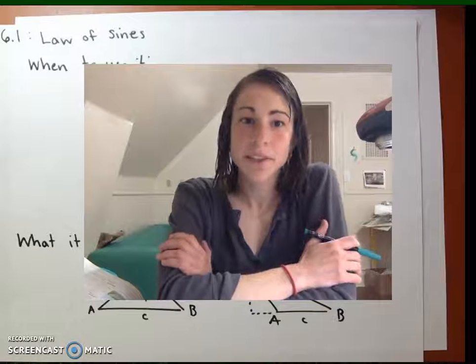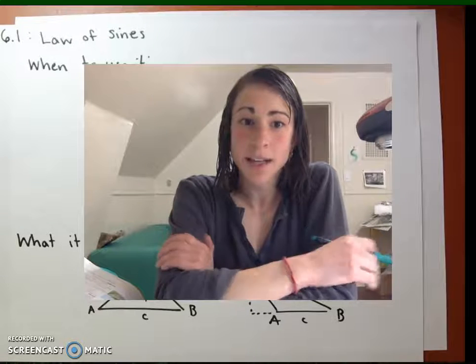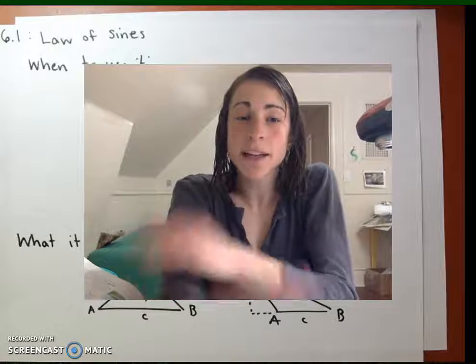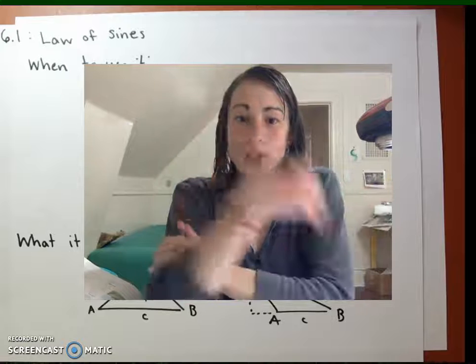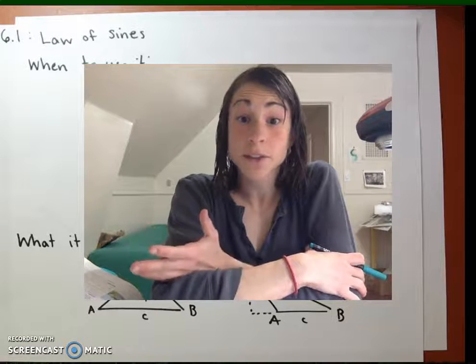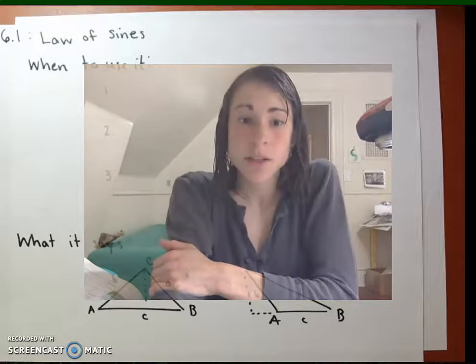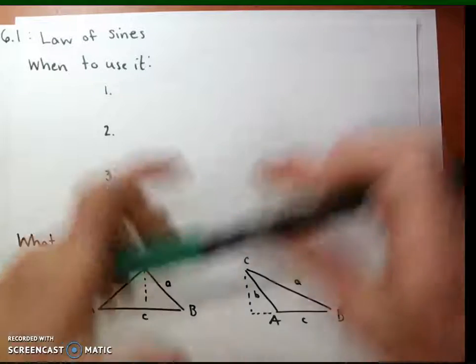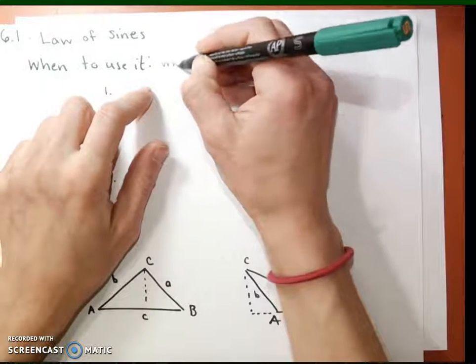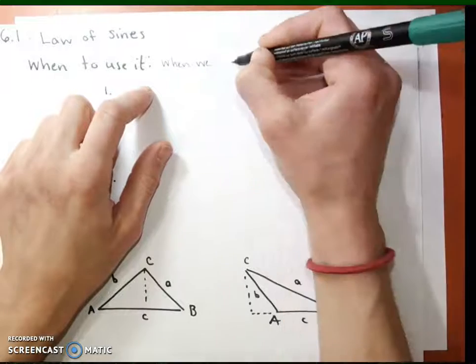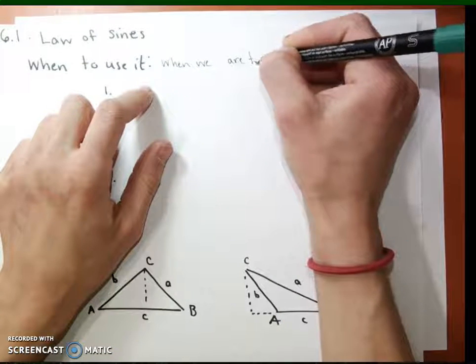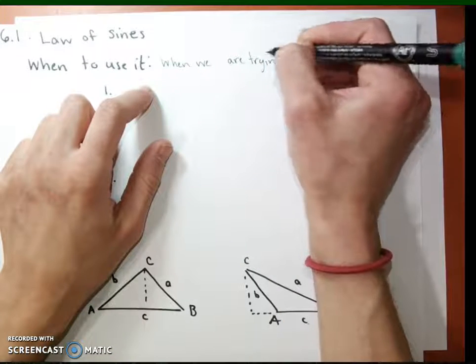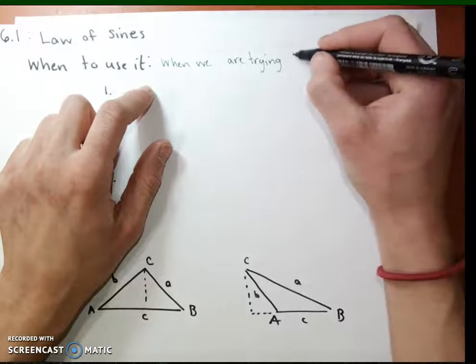Hi everyone, in this video we're going to be talking about the law of sines, which is a way to find the sides and angles of a triangle when that triangle is not a right triangle. So let's go ahead and get started. We'll want to use it when we are trying to solve a triangle. And by solve a triangle, I mean find the remaining sides and angles.